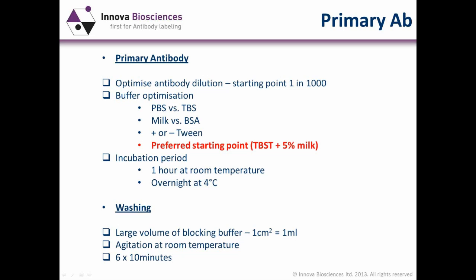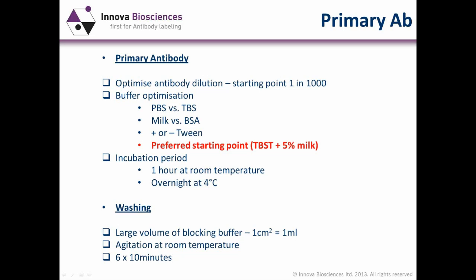And generally, even for monoclonal antibodies, which were low expressors, which were low affinity binders, that would be sufficient for me to be able to detect the signal. Again, Tween plus or minus, I normally use Tween at around 0.1%. But for me, I preferred using TBS solution with Tween and 5% milk as a starting point. And as I said, incubation period depends on your blot.